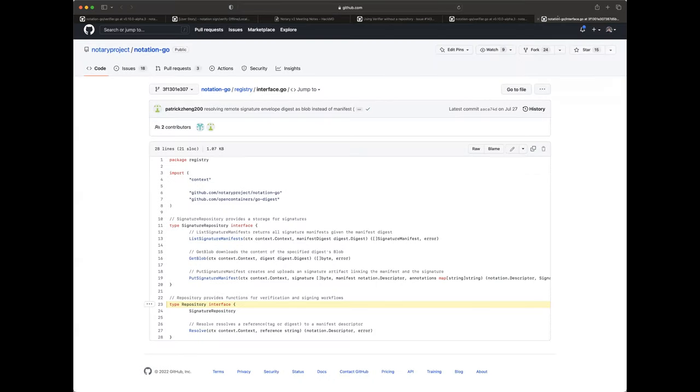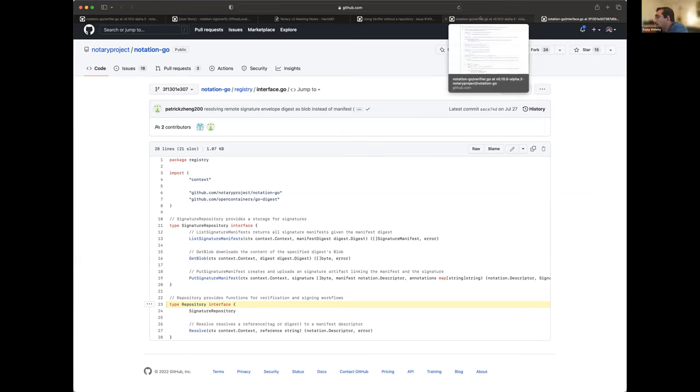Repository is the top level interface, right? I don't think we need a read repository and a write repository interface. So the entire code base of notation uses this repository interface. Okay. I think it's fine for Ratify to implement these methods, and some of those methods can be no op.